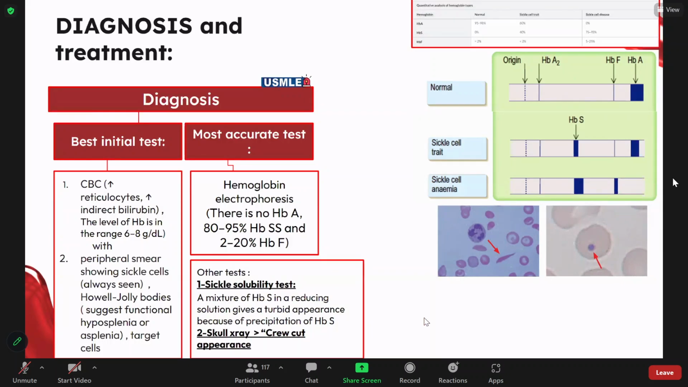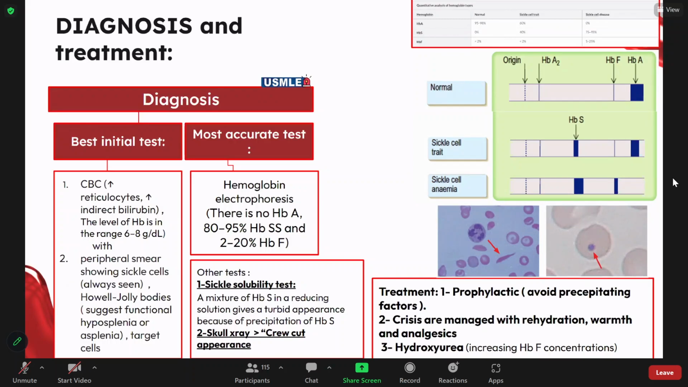For the other tests, the first one is the sickle solubility test, when we mix hemoglobin S with a reducing solution, leading to a turbid appearance due to precipitation of hemoglobin S. The second is the skull X-ray, which will show a crew-cut appearance.